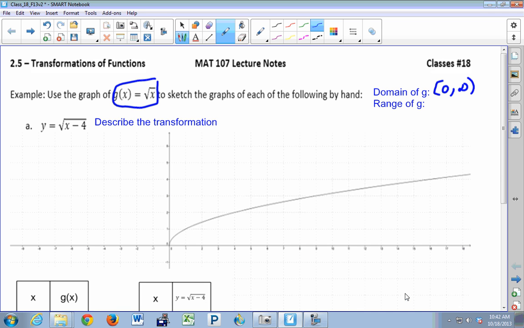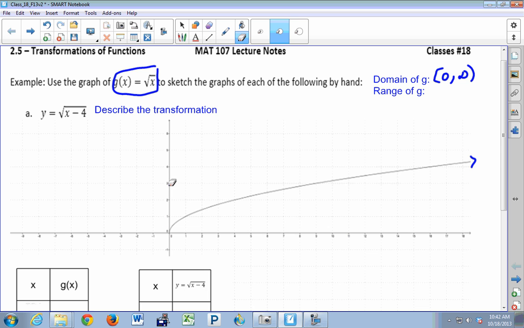If you look at the graph right here, the graph starts at 0 and it goes all the way to infinity. So if you have the picture in front of you, you look at the picture. Otherwise, you say, what's allowed to be under here? Any non-negative real number. Okay, what's the range? What's the smallest y value you can have? Smallest is 0, and it goes up to infinity as well. So that's the domain and range of my parent function.